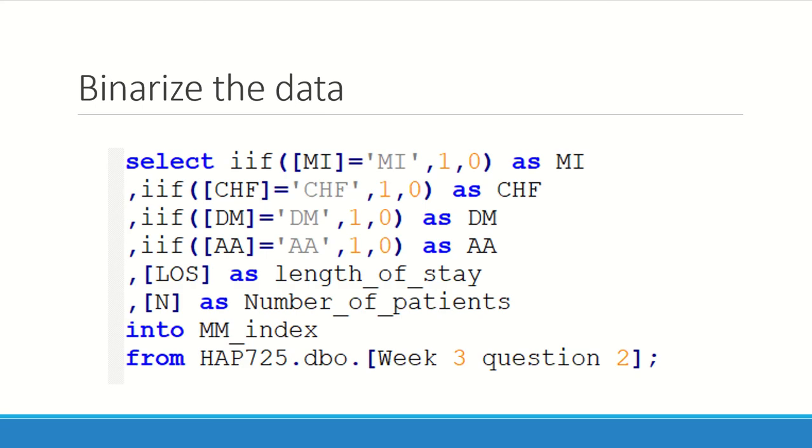Before calculating likelihood ratios, we must binarize the diagnosis data. Shown above is a SQL statement that binarizes the occurrence of the disease as 1 and the absence as 0. These results are saved into a table named index.